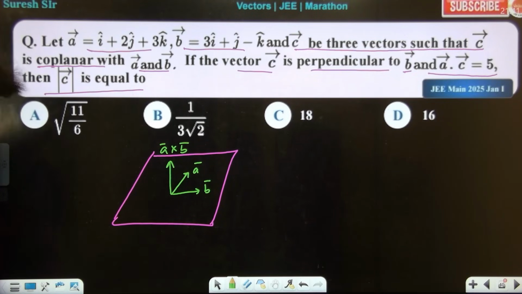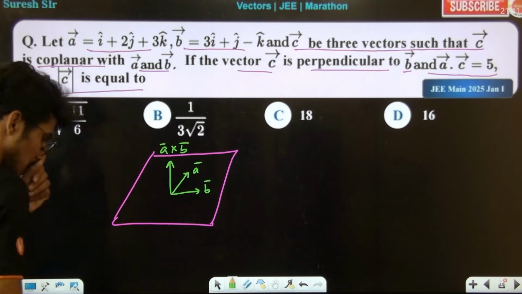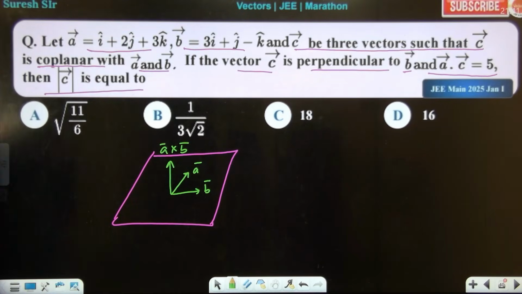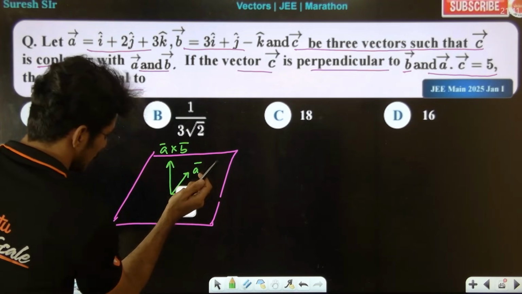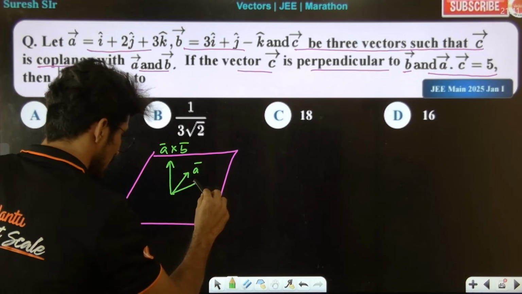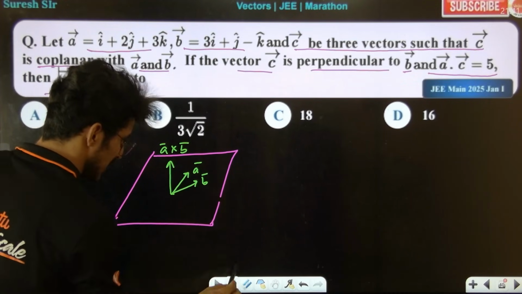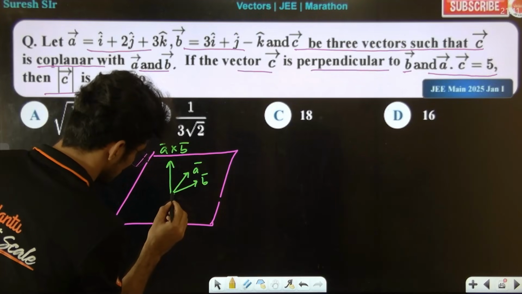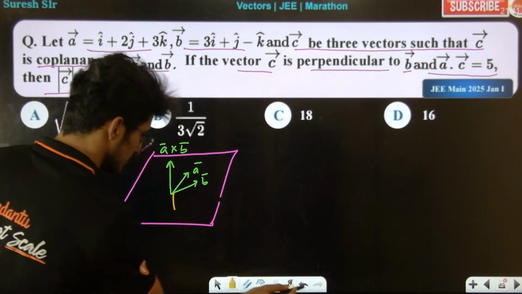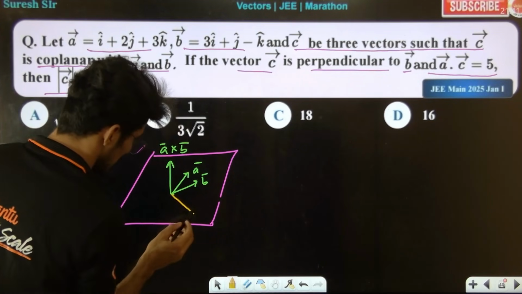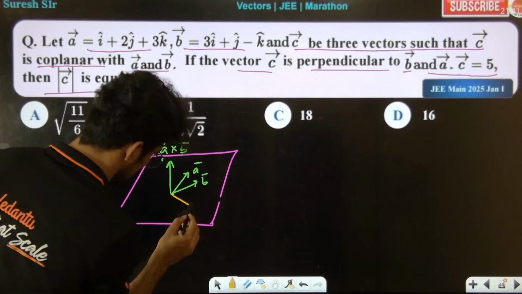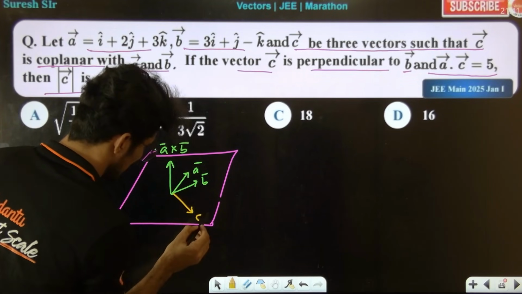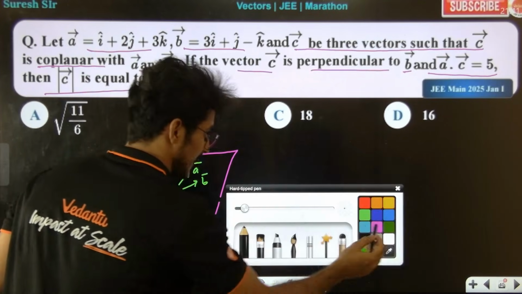Now there is another vector. C is perpendicular to B, given. So I need to draw this carefully here. Let's say this is the B vector, and C is perpendicular to B, which means it should be somewhere like this. Correct or not? Let us draw like this. Now tell me, this is the C vector. Understood? Yes or no?